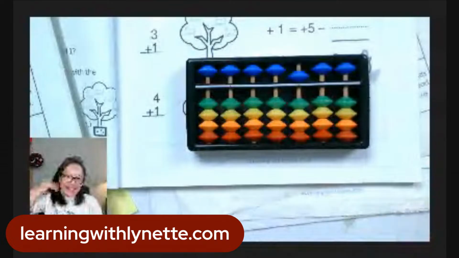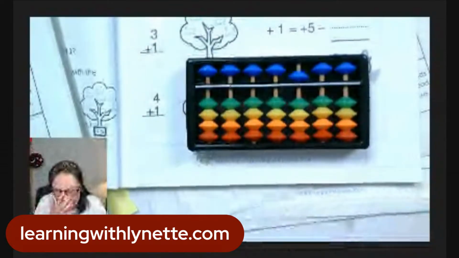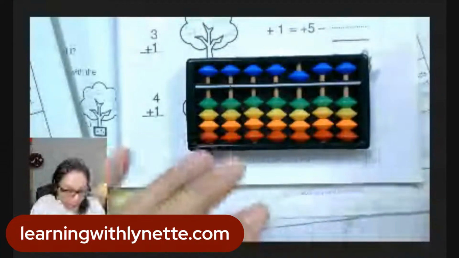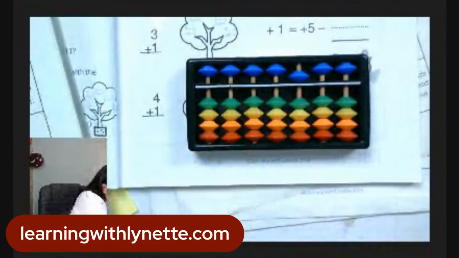All right. So does that make sense? Are we okay with how to make a 5? And then obviously, if you know how to make a 5, we know how to subtract the 5.